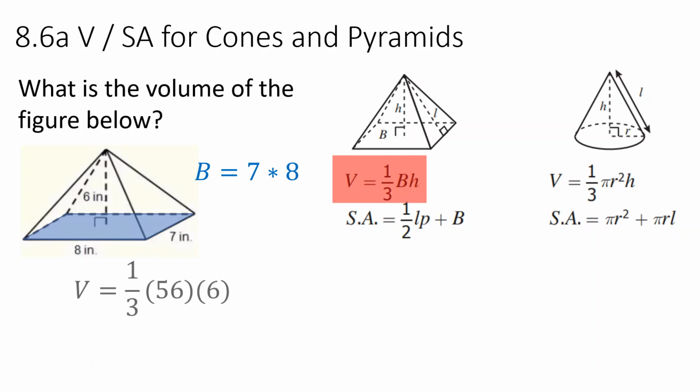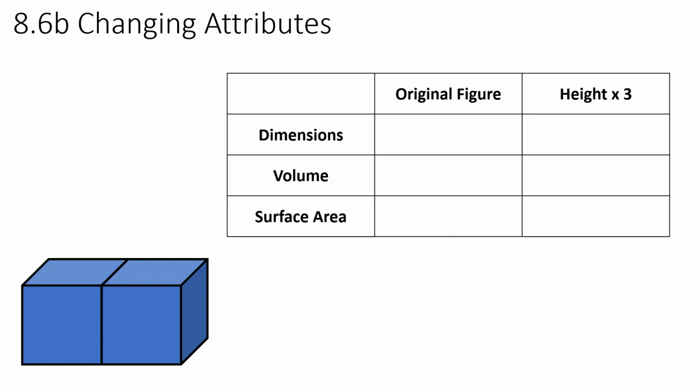formula, you're going to go 1/3 times the area of the base times the height. 1/3 times the area of the base, I'm getting that 7 times 8 and putting it here. And then times the height. You end up getting 112 inches cubed. That means there are 112 little cubic inches that would fit inside of this pyramid. It holds 112 cubic inches. We're going to move on.